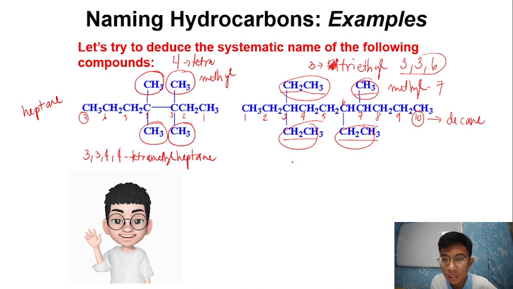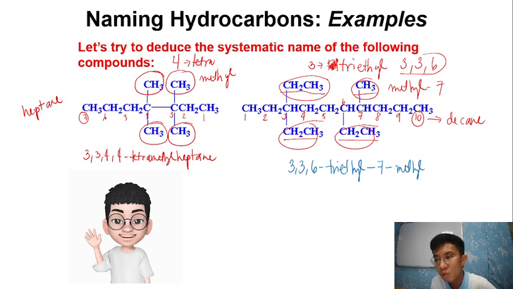So, if we arrange this, this is 3, 3, 6-triethyl. Then here we put a hyphen, so 7-methyl. Then when we write the name of the parent with the suffix, it goes straight on: decane. So, our structure is 3,4,4-tetramethylheptane and 3,3,6-triethyl-7-methyldecane. So, let's check.